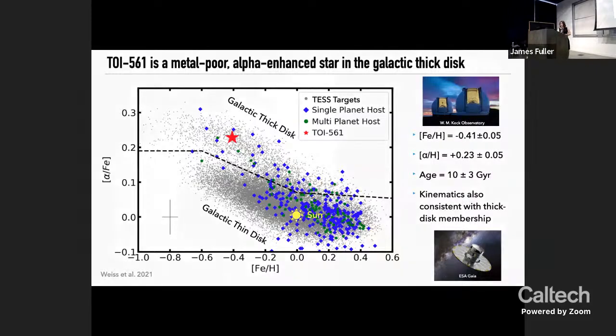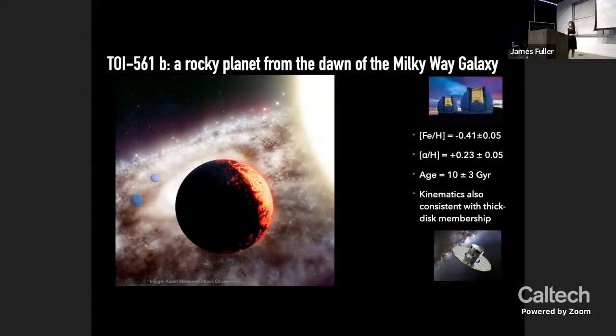So this is perhaps the oldest rocky planet yet discovered, and it's the first rocky world around a galactic thick disk star that has been confirmed with radial velocities.